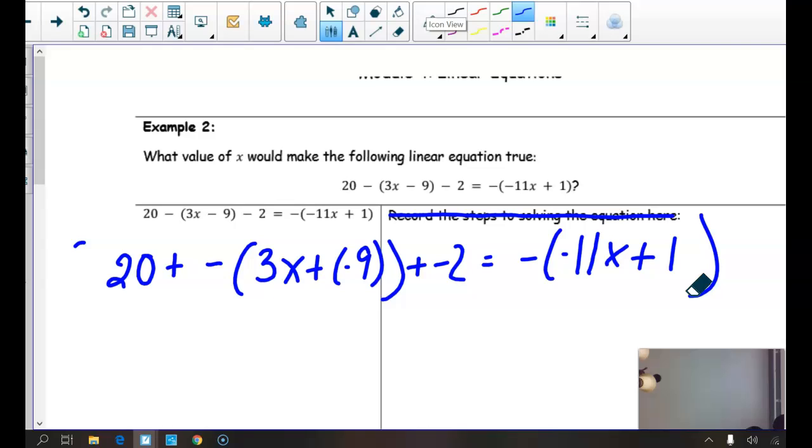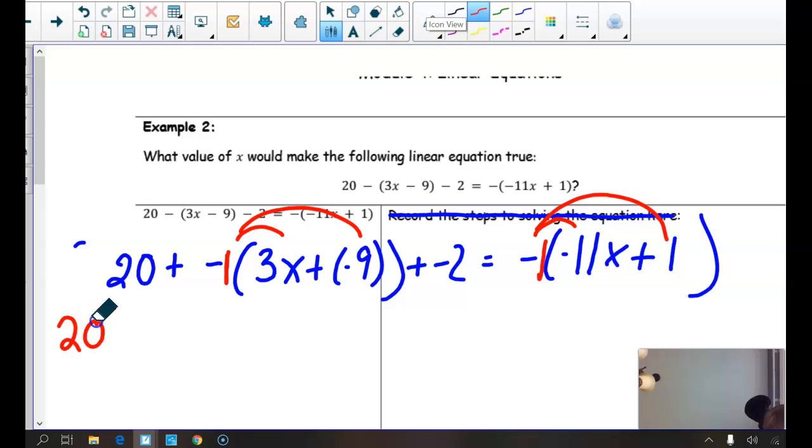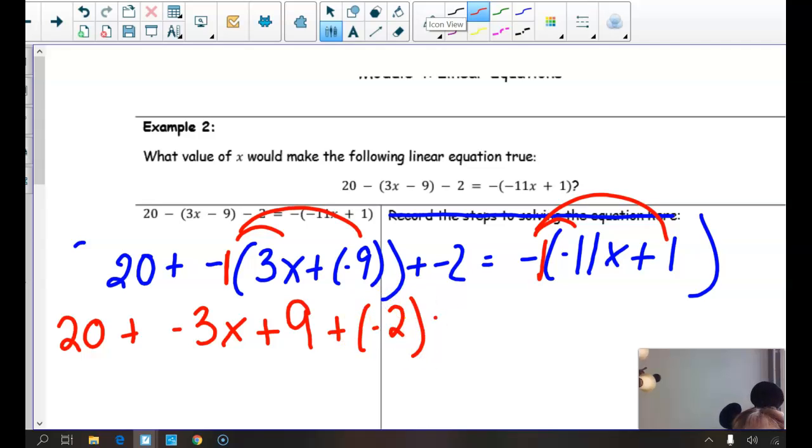Now, when you have a negative outside that parentheses, you can add a 1, so it's negative 1, if that helps. All right, we're done with C. Now let's go to the D, distribute. So we have 20 plus negative 3x plus negative 9 times negative 1 is positive 9 plus a negative 2. Negative 1 times a negative 11x is positive 11x plus a negative 1.